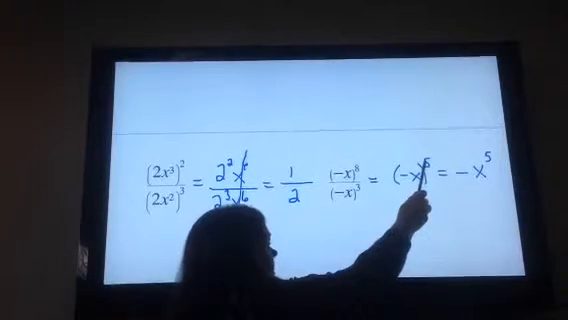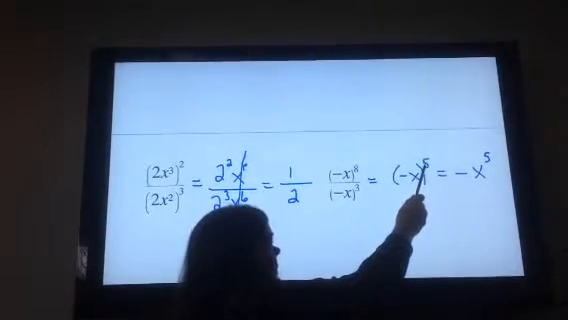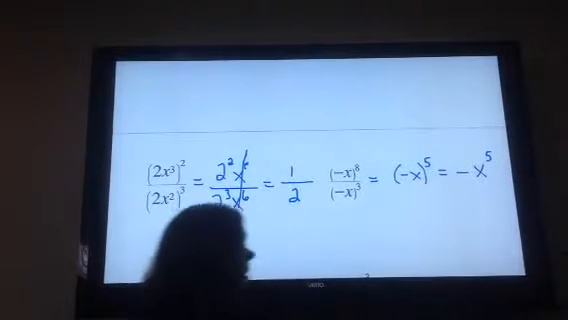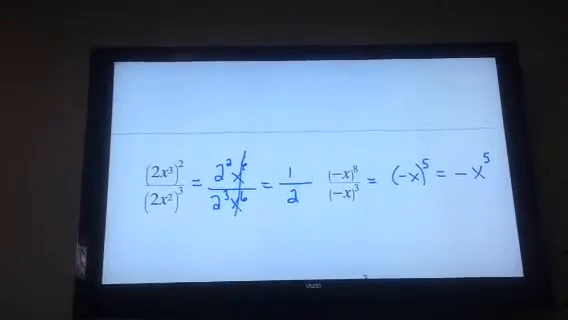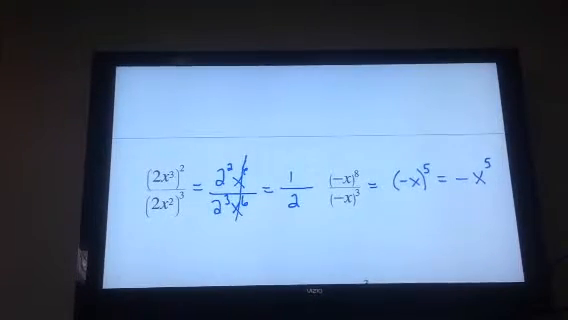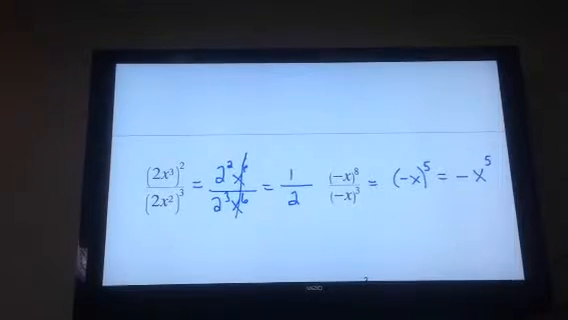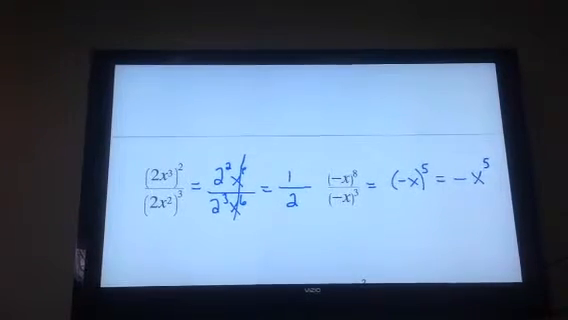Had this power been an even number, a 2, a 4, 6, 8, whatever, then my answer would be a positive answer, because an even number of negatives would make that positive. So that's why I want you to go one step further past those parentheses, eliminate them, so I know whether it's positive or negative.